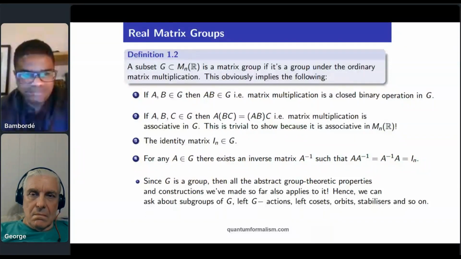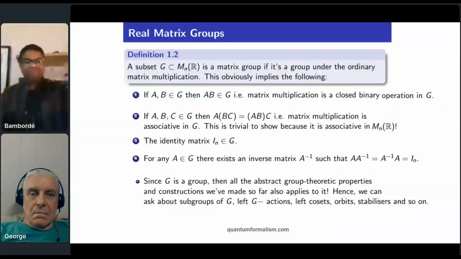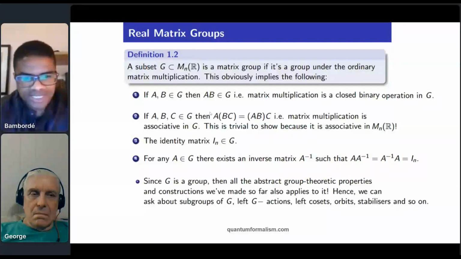So that's pretty straightforward. And the identity matrix must also be in G, because to be a group it needs an identity, and it must be the identity matrix. You can show this easily. It cannot have another identity, because that would imply two identities, which is not the case. And most importantly, for any matrix in G, there exists an inverse. So this is a matrix group.